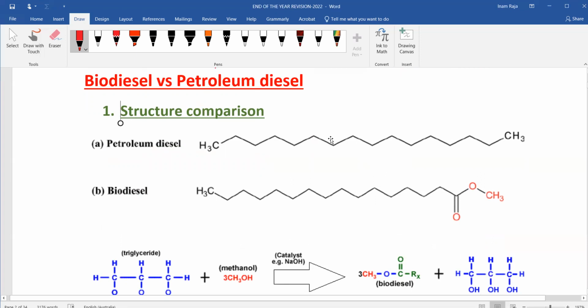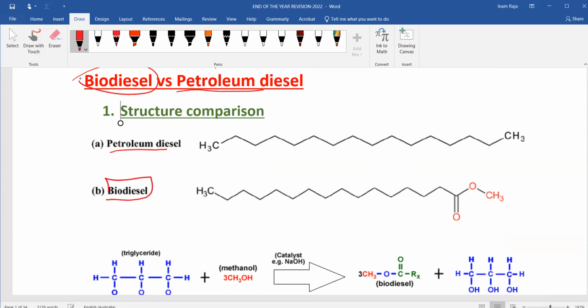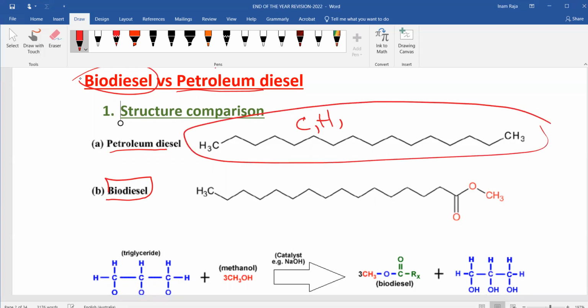For example, almost every year we have some question related to biodiesel and petrodiesel comparison. So remember that petrodiesel is a fossil fuel and biodiesel is a biofuel. All right. Petrodiesel is a hydrocarbon. Only carbon and hydrogen are present. While in biodiesel, there is a long hydrocarbon chain, but at the end you have the ester group. All right, this is the ester group.